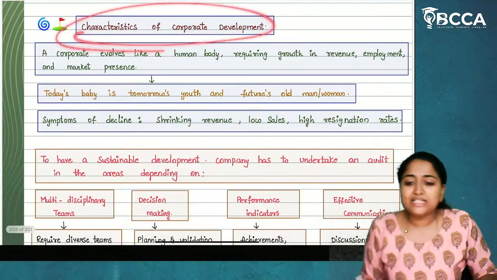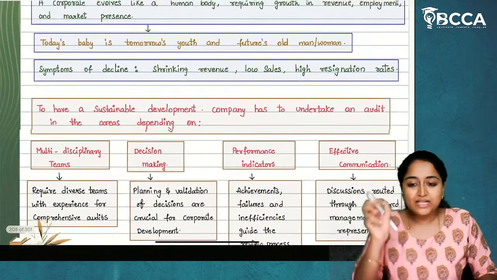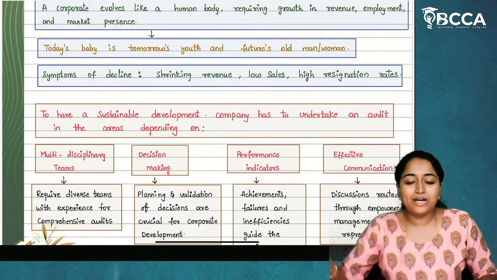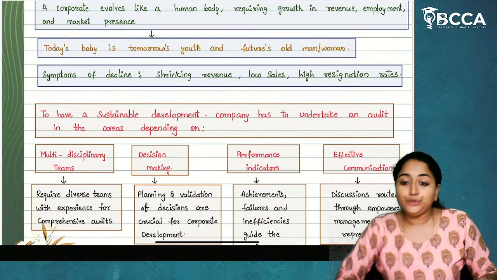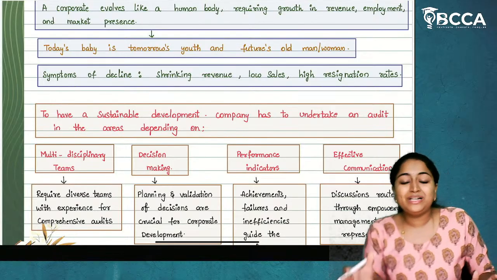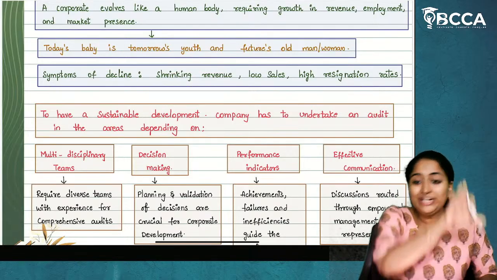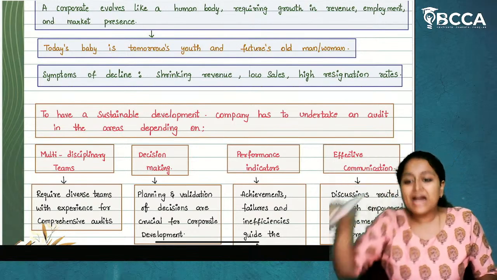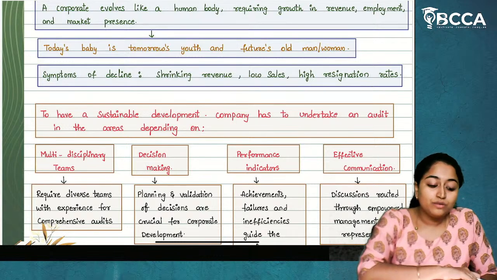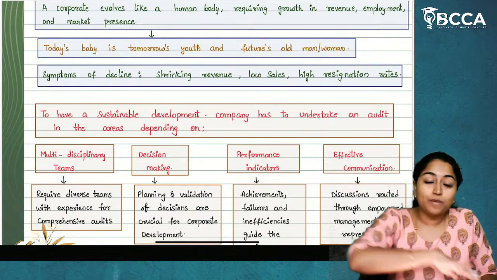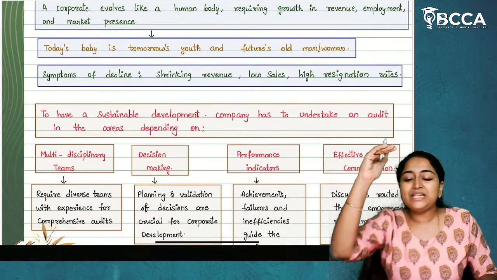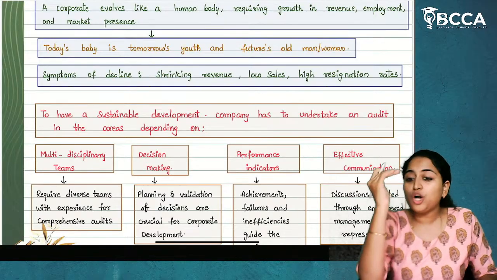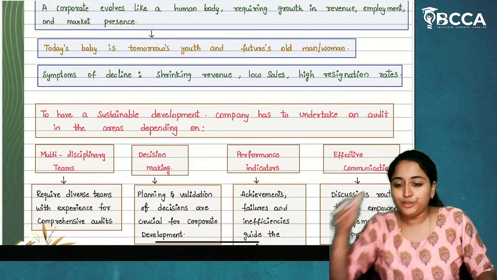Next, what are the characteristics of corporate development audit? Here there is a line which you have to remember. Today's baby is tomorrow's youth and future's old man or woman, which means we are trying to replicate the corporate with the human life cycle. If corporate is improving today, which means it will at one point of time reach to the growth stage. After that it will start declining, which means trying to improve to that particular stage is called as corporate development. And after that, what companies have to do, they have to strive to stay in that position of developed stage. If not, what will happen? They will start declining, which means they'll turn into losses.